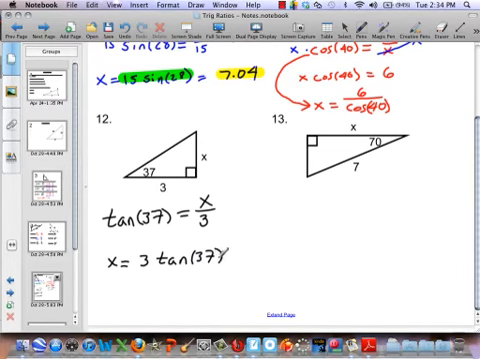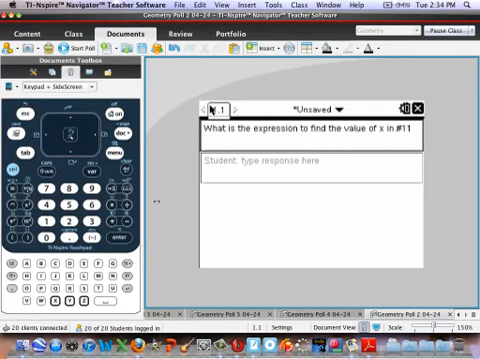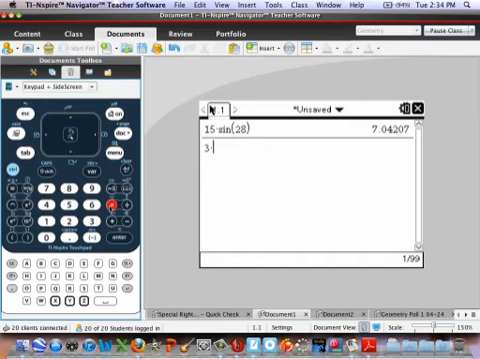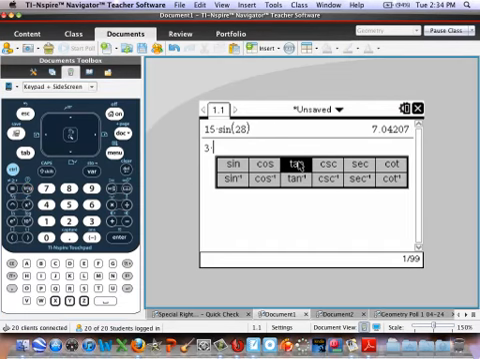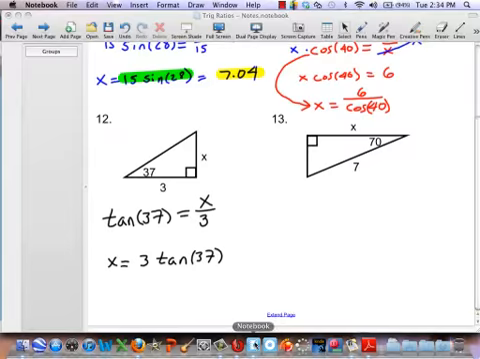And again, we can use your calculator, whether you got the really fancy ones or you got a really simple one. Go into your document, and we're going to go 3 times trig tangent 37. And what do we get? 2.26. Do we not round to the nearest hundred?